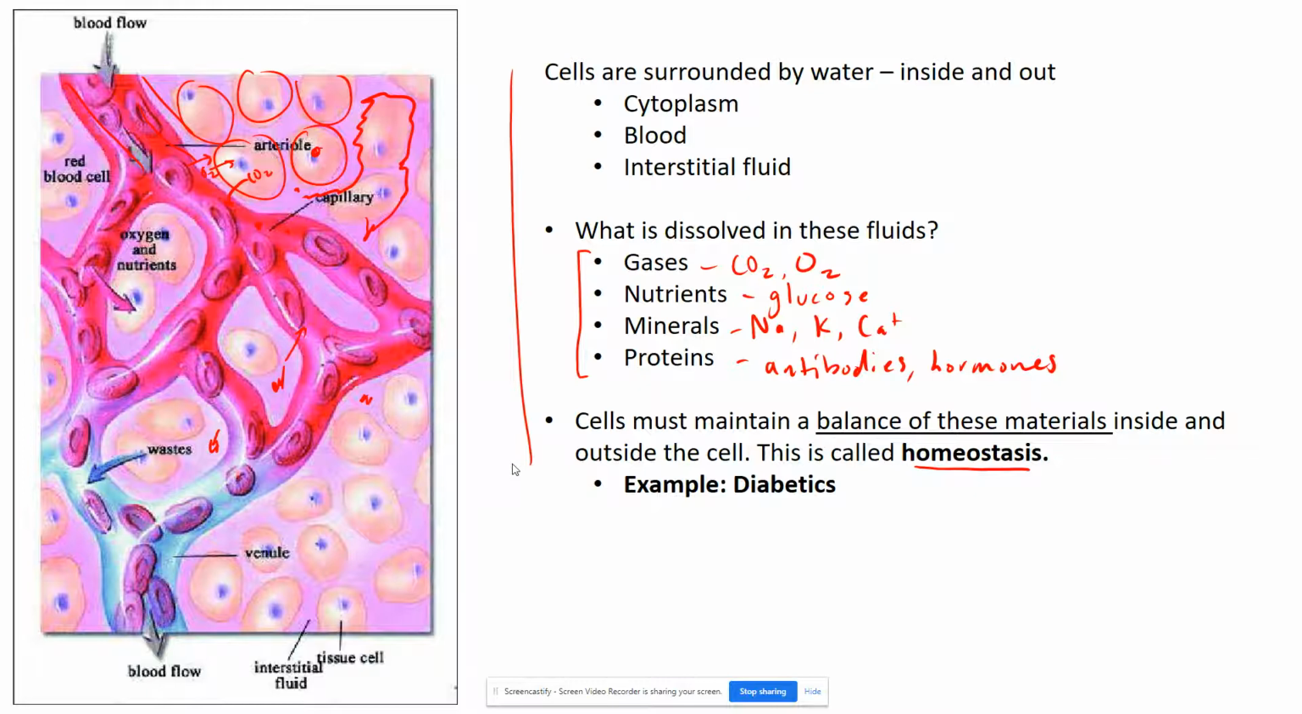And so you might hear that diabetics have a hard time managing their blood sugar. And normally that's something that your body can do really well through this general process of homeostasis. So diabetes is actually an example of your body not having the ability to do homeostasis. Okay, so how do the cells maintain homeostasis?